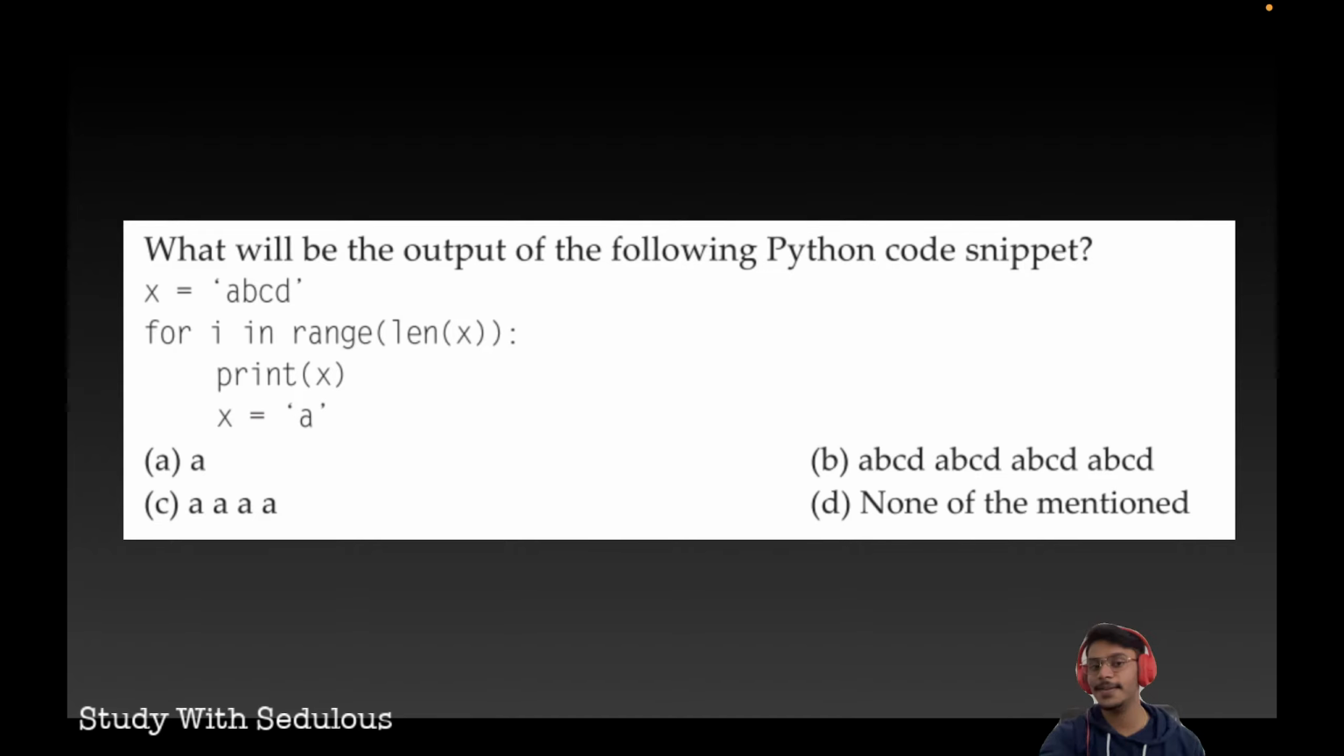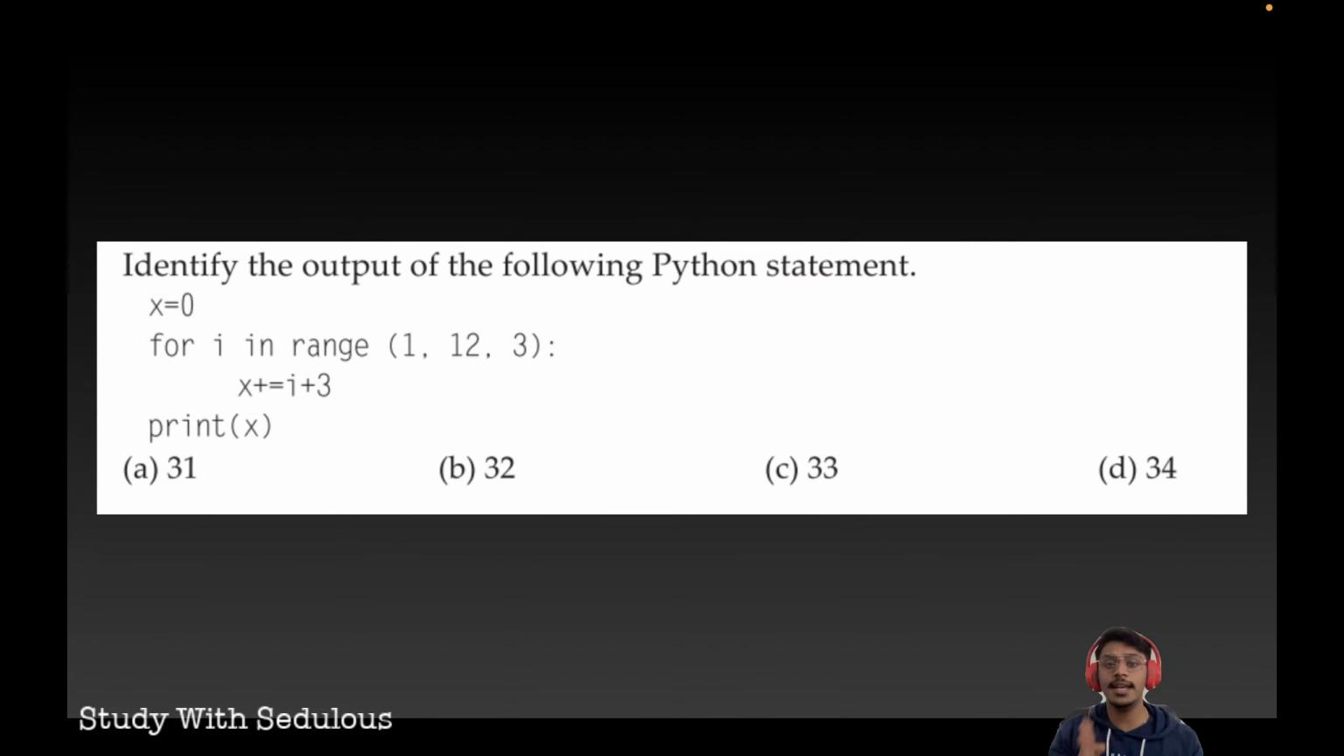Okay, next question. Identify the output of the following Python code. x is 0. For i in range(1, 12, 3): x += i + 3. Print x. For i in range 1 to 12, it will start from 1 and end at 12 minus 1, that is 11, and it will iterate with steps of 3.